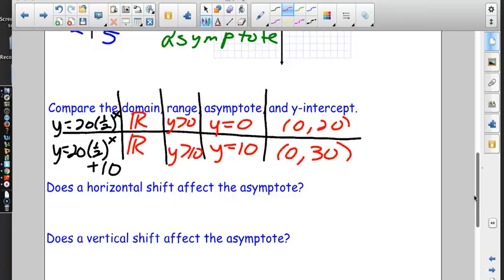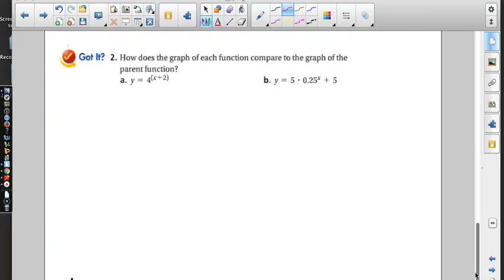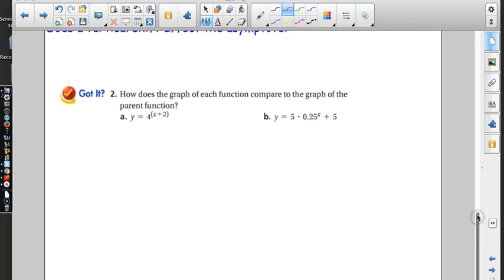Now, they're asking us about a horizontal shift. Those are the ones we did before. We moved one right and left. Did that change our asymptote? No. How about the up and down shift we just did? Absolutely. Yes. In fact, this is where we find out y equals k will always be our asymptote.